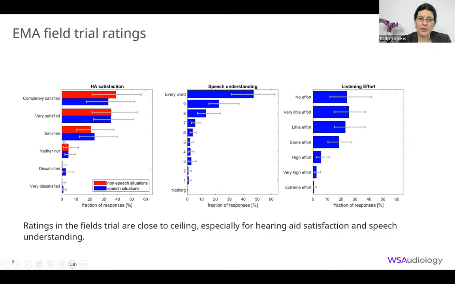Similar for satisfaction, there are very few ratings below neither satisfied nor dissatisfied. And we really tried to find a label which was as close as possible to the best imaginable. So we came up with completely satisfied, and in a third of all situations, they were completely satisfied. Listening effort was spread out a bit more. Only extreme effort and high effort are very rare.